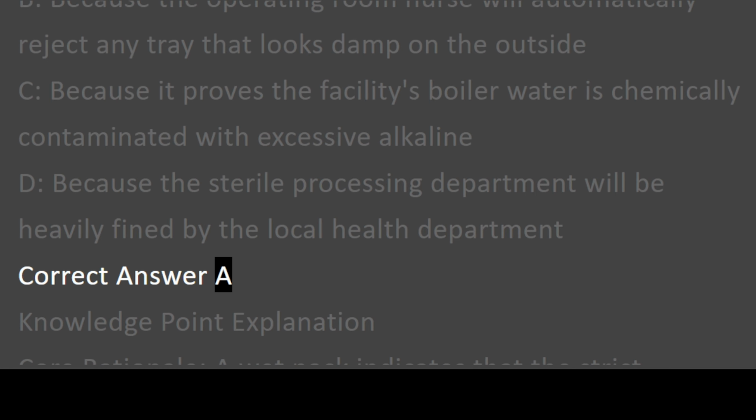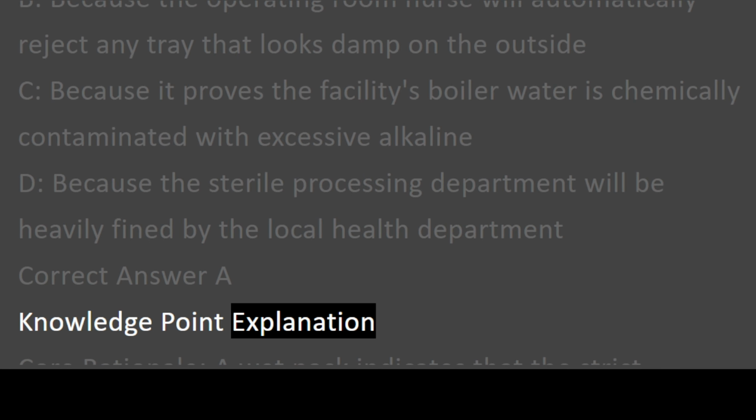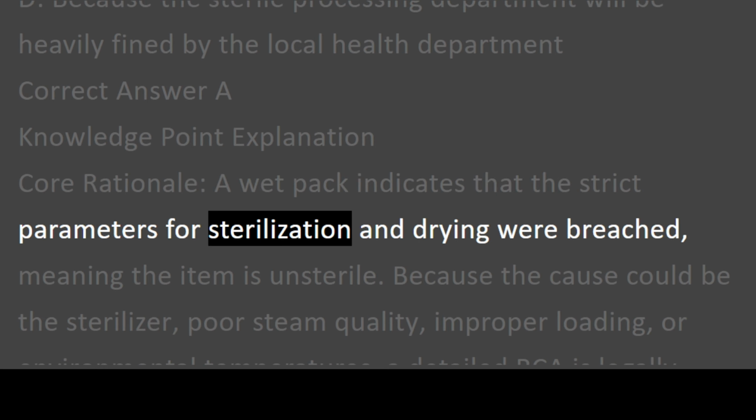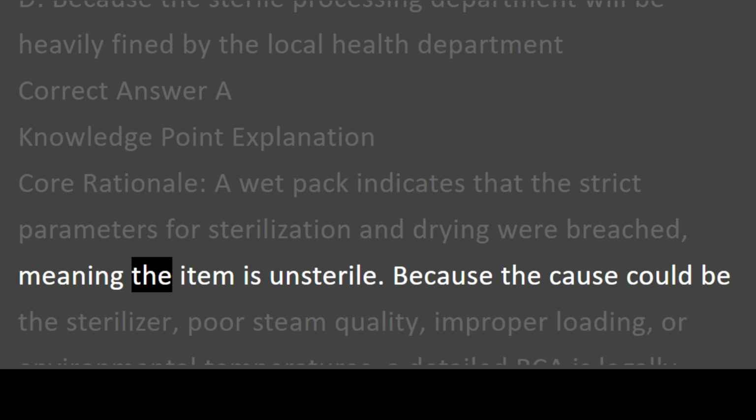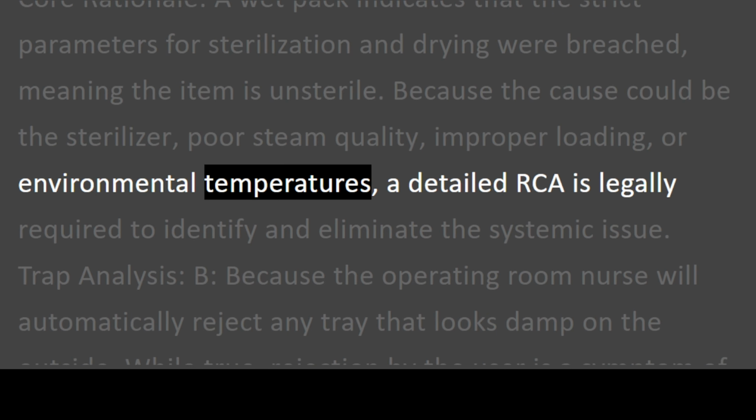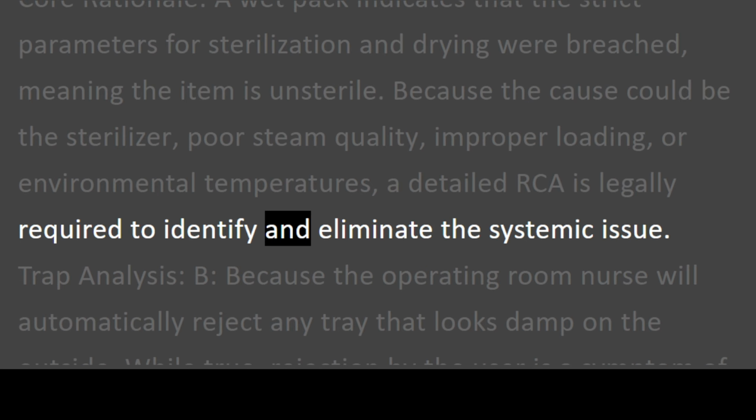Correct answer A. Knowledge point explanation. Core rationale: a wet pack indicates that the strict parameters for sterilization and drying were breached, meaning the item is unsterile. Because the cause could be the sterilizer, poor steam quality, improper loading, or environmental temperatures, a detailed RCA is legally required to identify and eliminate the systemic issue.